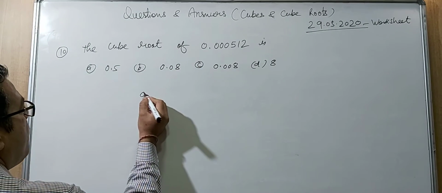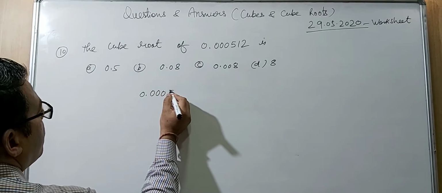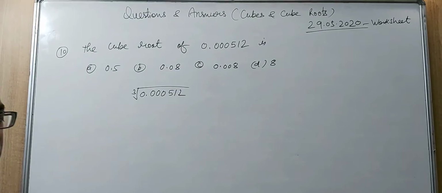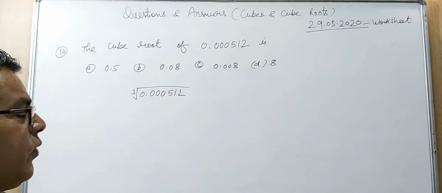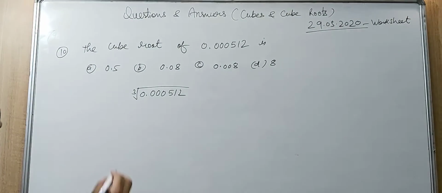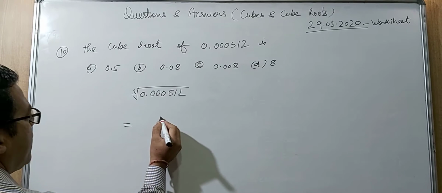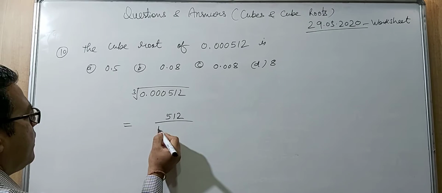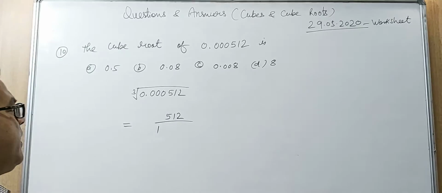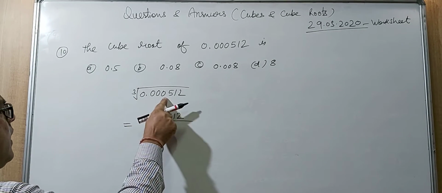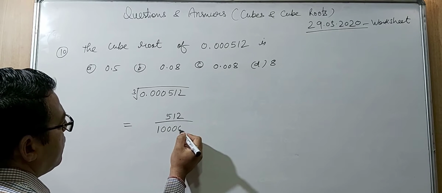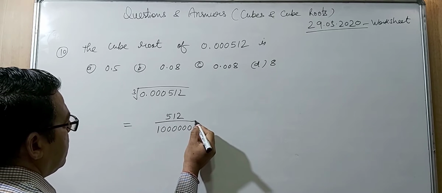So 0.000512, you need to find the cube root of this one. Before finding the cube root, we need to remove the decimal point. This is very important to find the cube root. So what can we write? We can write 512 and downside 1, followed by how many places are there? We need to count here 3 and 3, 6 places are there. It means we can put 6 zeros after 1. This we can write.